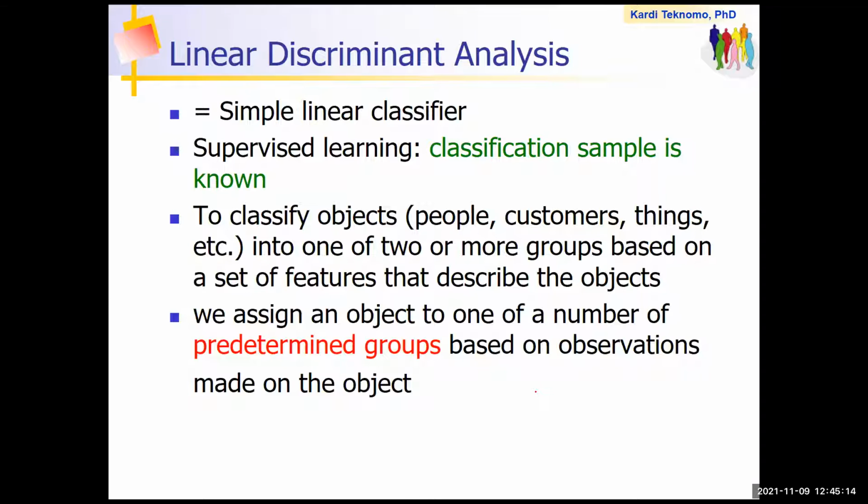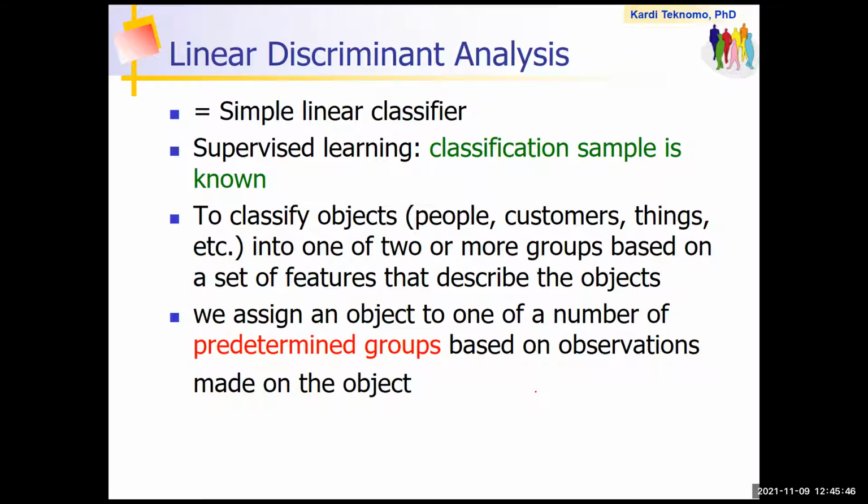Now, LDA is also called linear discriminant analysis. This is what a while ago was called a simple linear classifier. This is part of supervised learning. We want to classify the object. The object can be people, a customer, or things, into one of two or more groups. So the minimum number of groups is two.